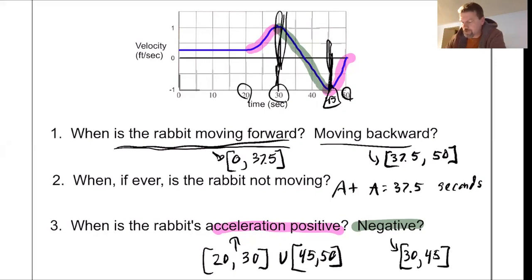Sometimes at this point, students ask, what about that first part right here? What's the acceleration there? Well, acceleration measures slope. What's your slope there? 0, right? That horizontal line has a slope of 0. That's not a positive number. That's not a negative number either. 0 is uniquely the one real number that's neither positive nor negative. It's right in between.